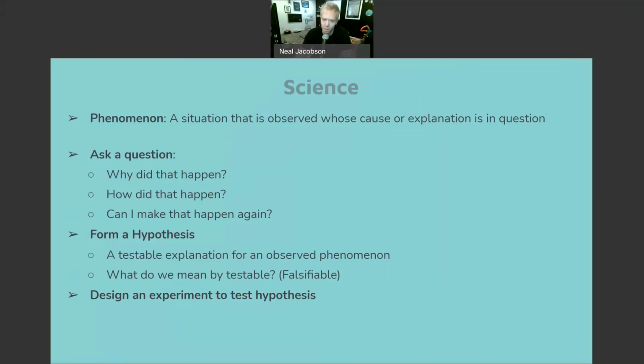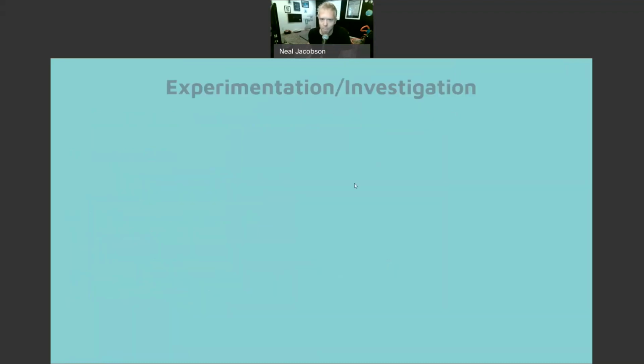Based on the design of my experiment, and my experiment is designed to test my hypothesis. And so those are the two big important things to take away. All right, so let's talk about the different types of tests that there are, or investigations, we should say. So what kind of investigations in science are there?